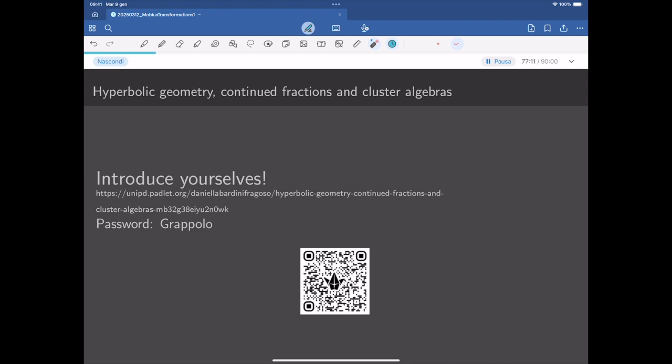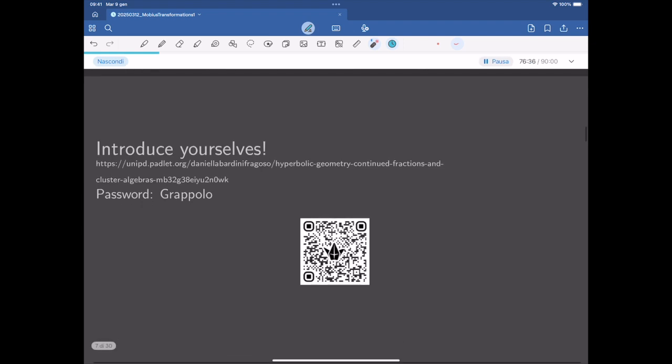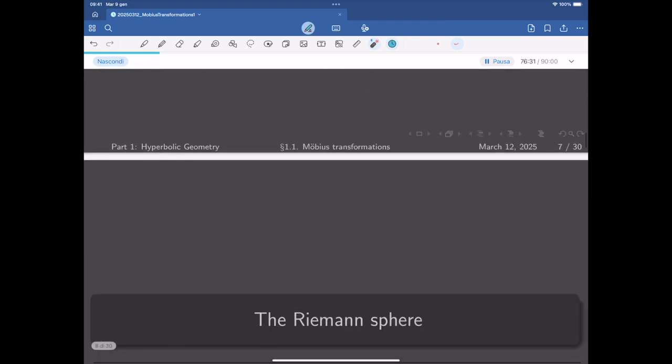suspects. Yeah, and then the password Grappolo is because I asked Salvatore Stella what should be the translation of cluster algebra to Italian, and he told me that to him the most natural would be algebra a grappolo, and I liked the name. So now, when I speak Italian, I try to say algebra a grappolo instead of cluster algebra, or algebra cluster. Yeah. So this is going to be an interesting exercise.